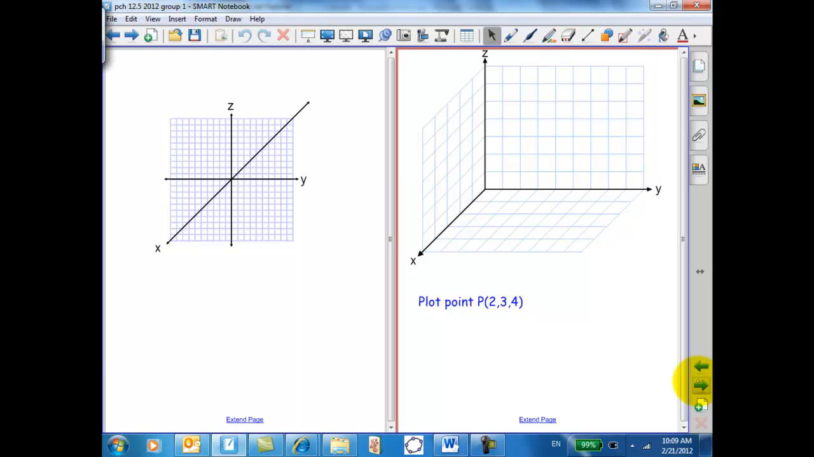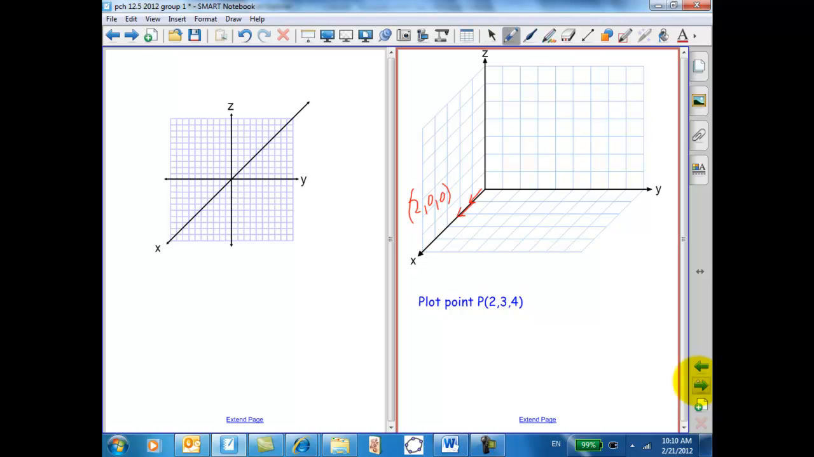Now, let's practice blind to point 2, 3, 4, because it can be very tricky. Remember how you used to do 2, 3? You go over 2 and up 3. So now to do 2, 3, 4, we want to go 2 in the x direction. So that's 1, 2 in the x direction. Now what point are we at so far? 2, 0, 0, because you haven't done any motion along the other axes.